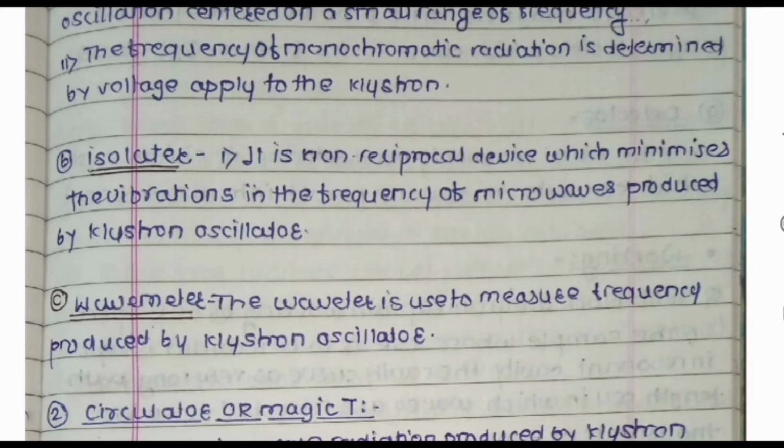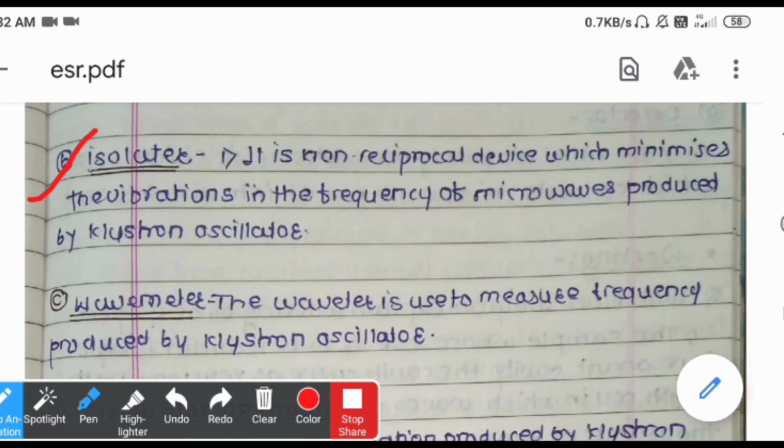So it is a strip of ferrite material which allows the microwave in one direction only, and also it will stabilize the frequencies produced by the klystron. The main function of the isolator is to minimize the fluctuation in the frequencies in the microwave region, and generally it is a ferrite component, a ferrite material which will minimize the fluctuation.